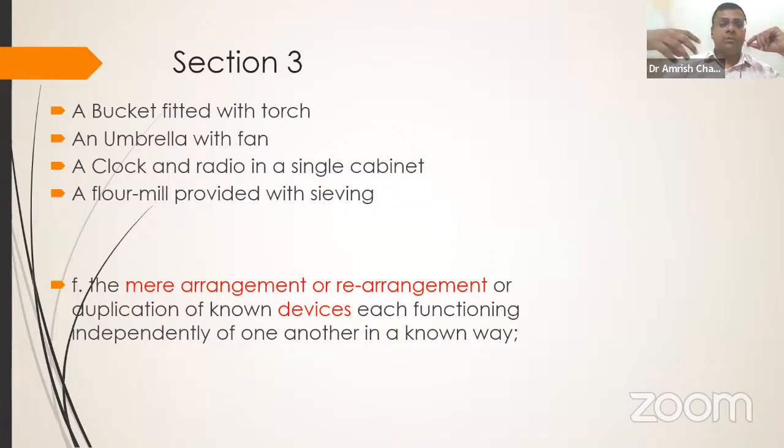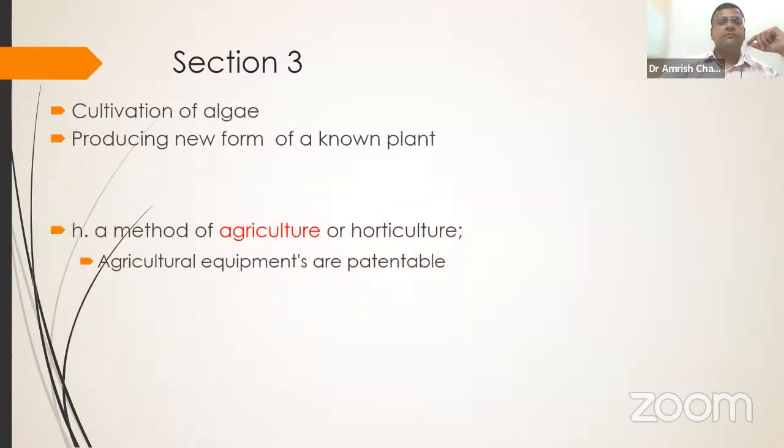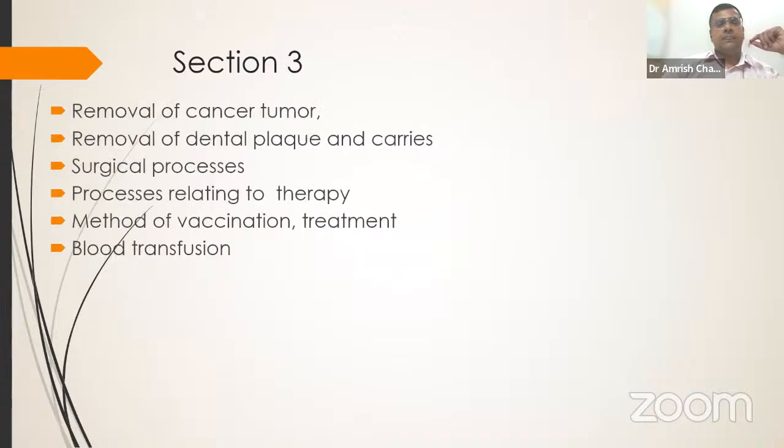However, if you put a camera into a mobile phone, now there is a lot of integration and everything. So that is patentable, but simply combining two things is not patentable. The method of agriculture or horticulture is not patentable. Okay, but if you are making a composition for fertilizer, or you are making say a plow or a device which is going to be used in agriculture, such things are patentable, but the method of agriculture is not patentable.